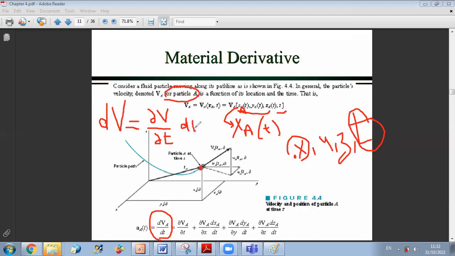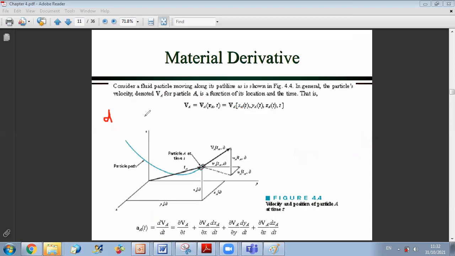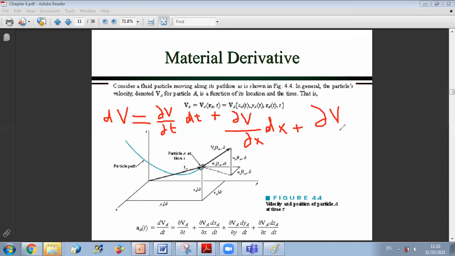Okay, let me erase and write. So we can write that dv is del v by del t dt plus del v by del x dx plus del v by del y dy plus del v by del z dz. Okay, so when I consider a flow domain, I can characterize it with respect to these 4 variables.